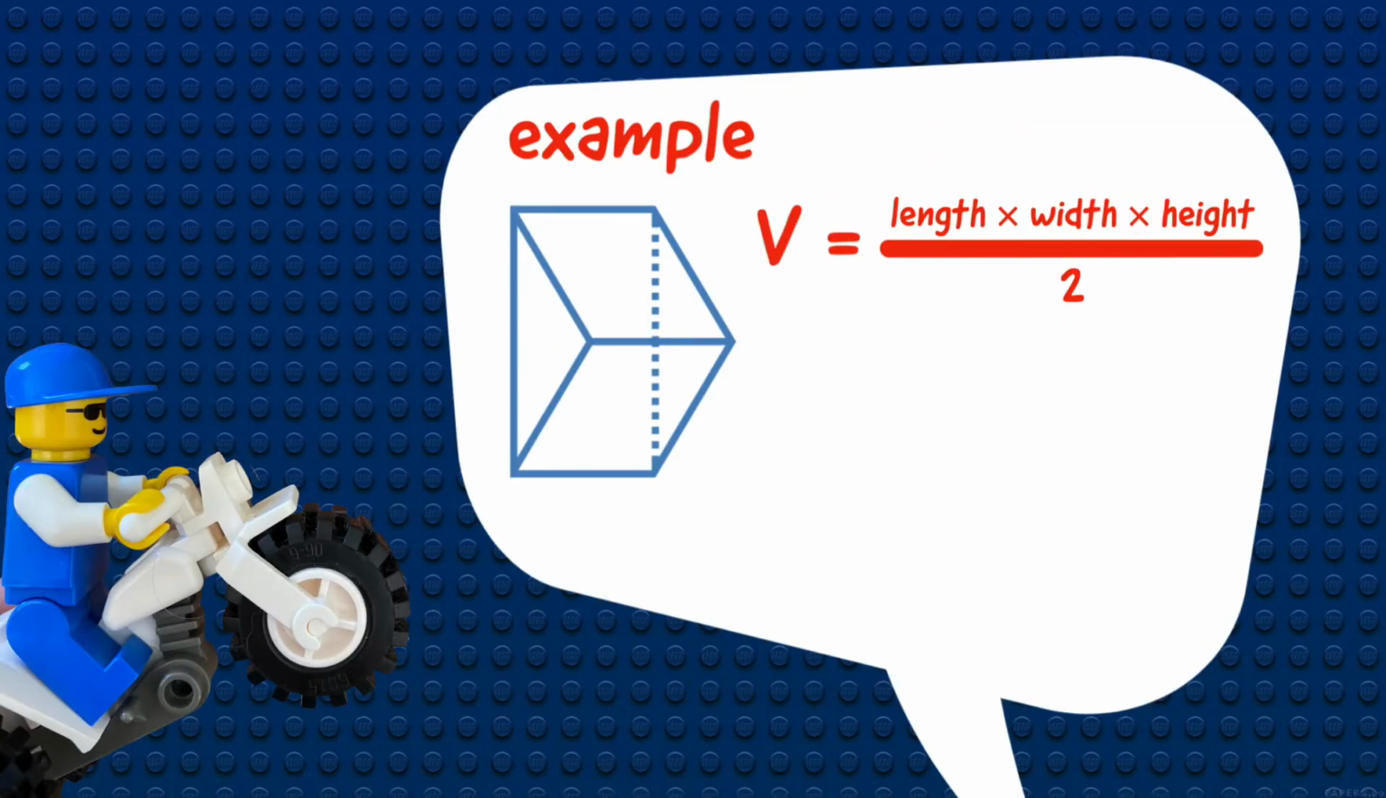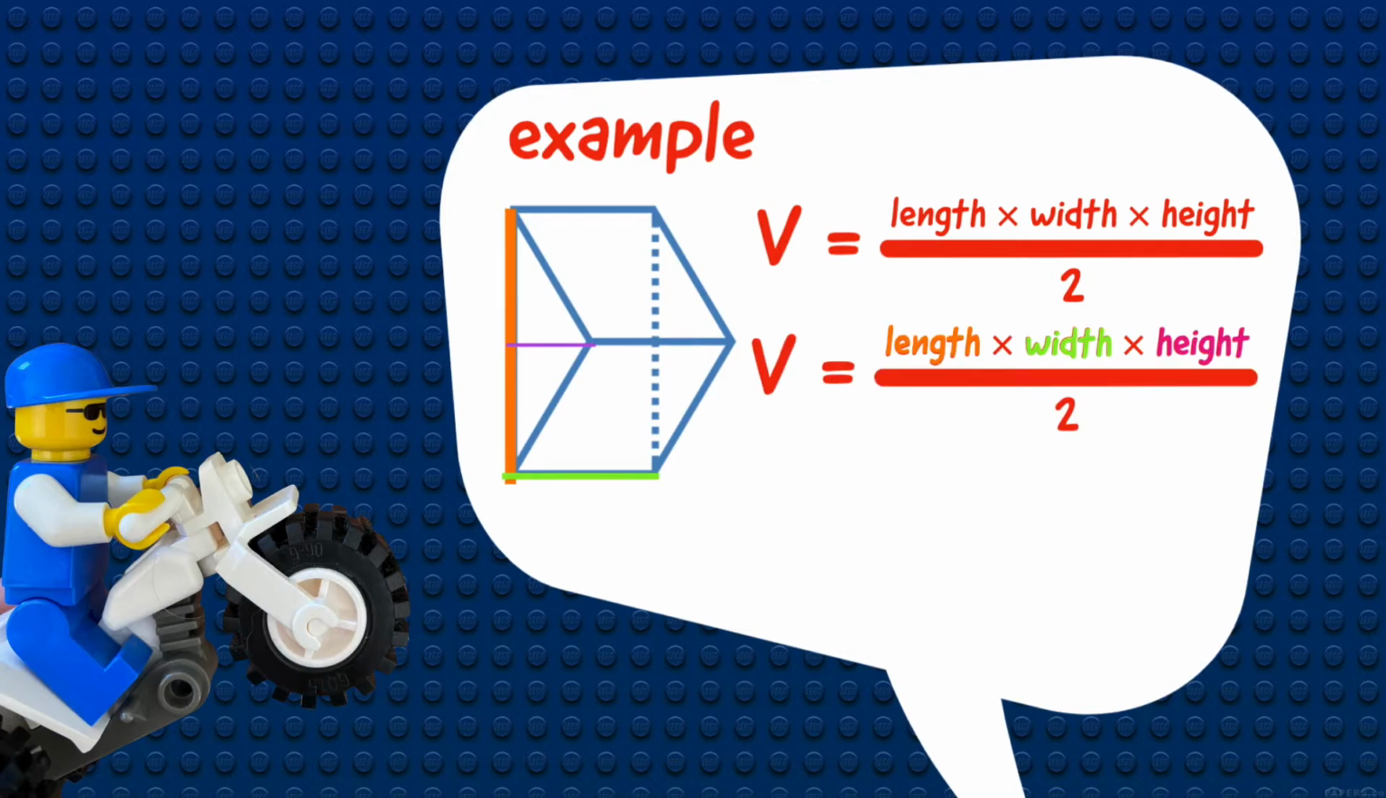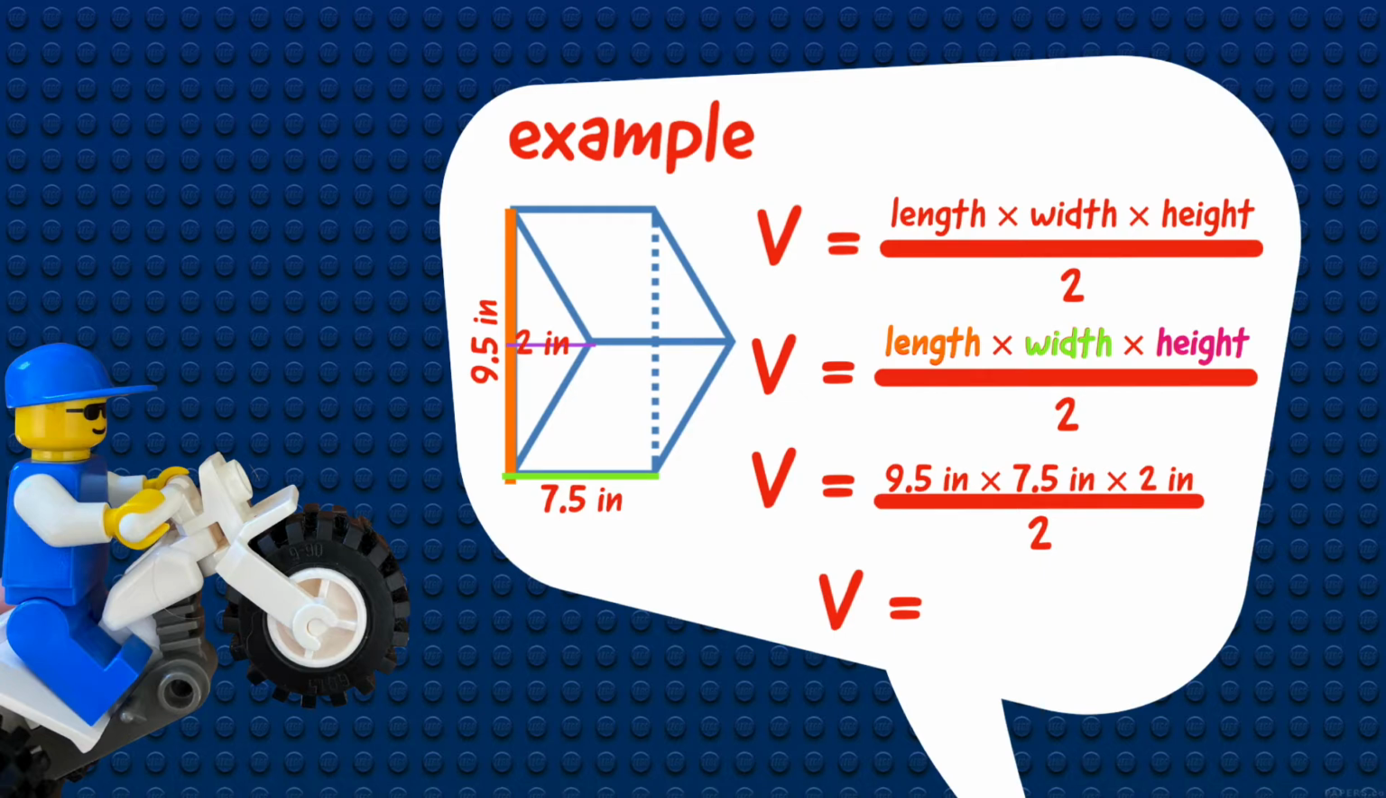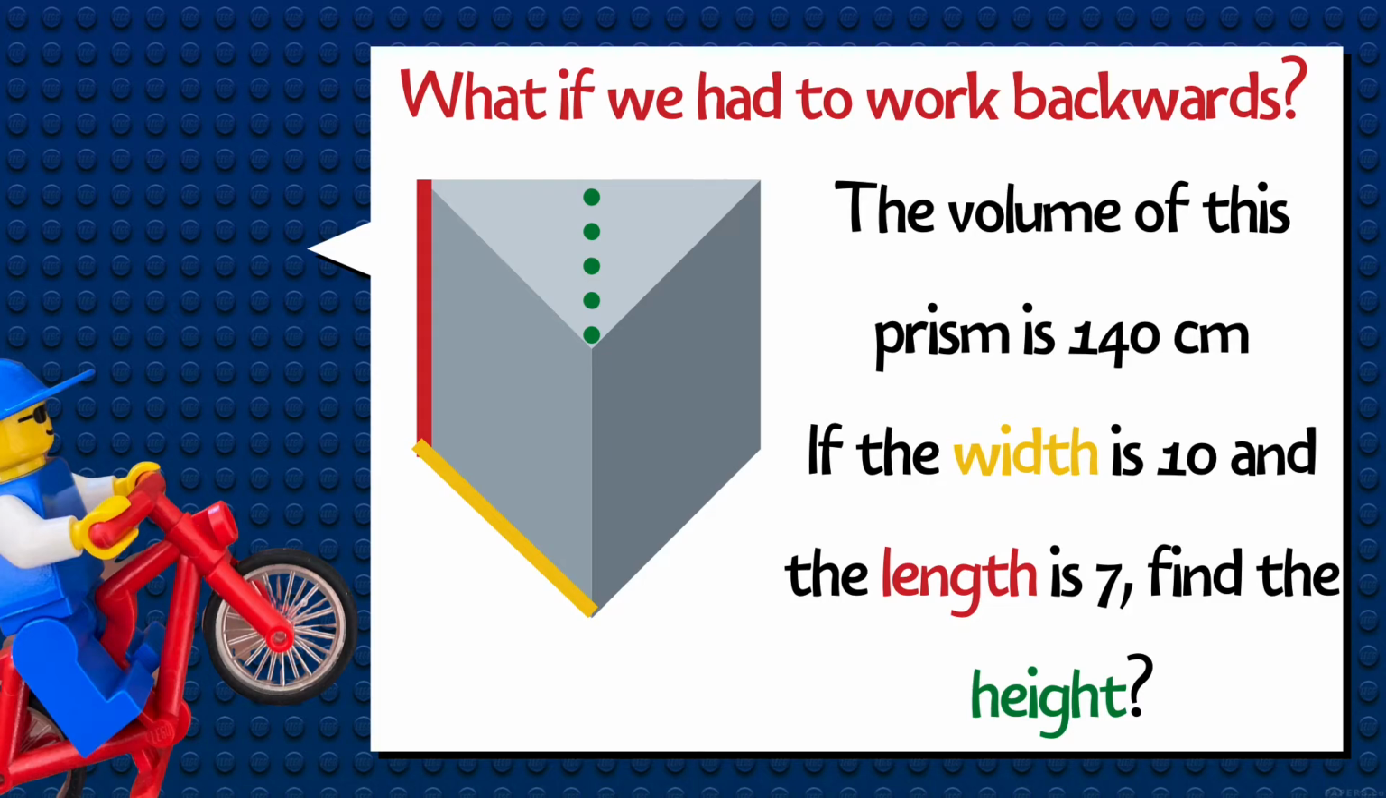Next example, we have this shape. Now, this is still a triangular prism. If you look, the 2 bases are a triangle, and the other 3 faces are rectangles. So we're going to do length times width times height divided by 2. So we'll plug in the numbers. Let's say the length is 9.5 inches. The width is 7.5 inches, and the height is 2 inches. So we're going to multiply those numbers times each other, and then divide by 2. And of course, we see that we get 71.25 inches cubed.